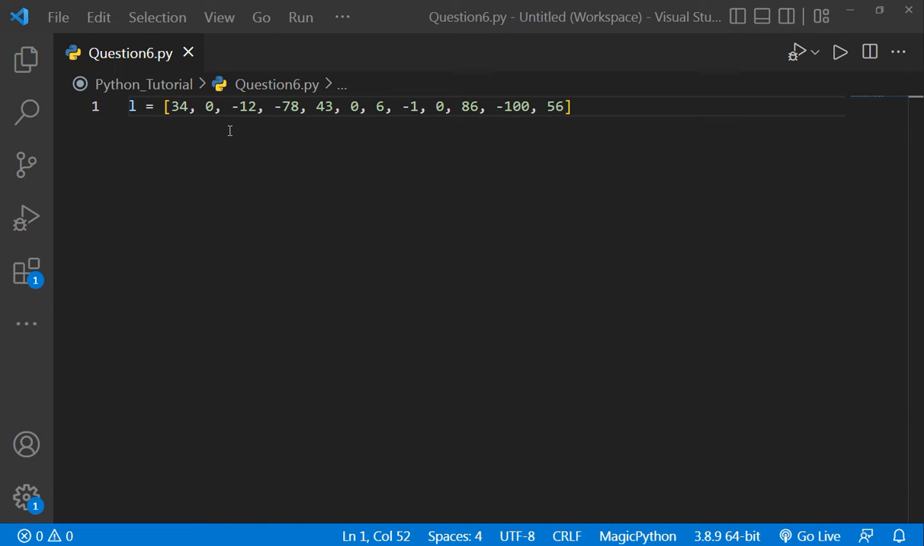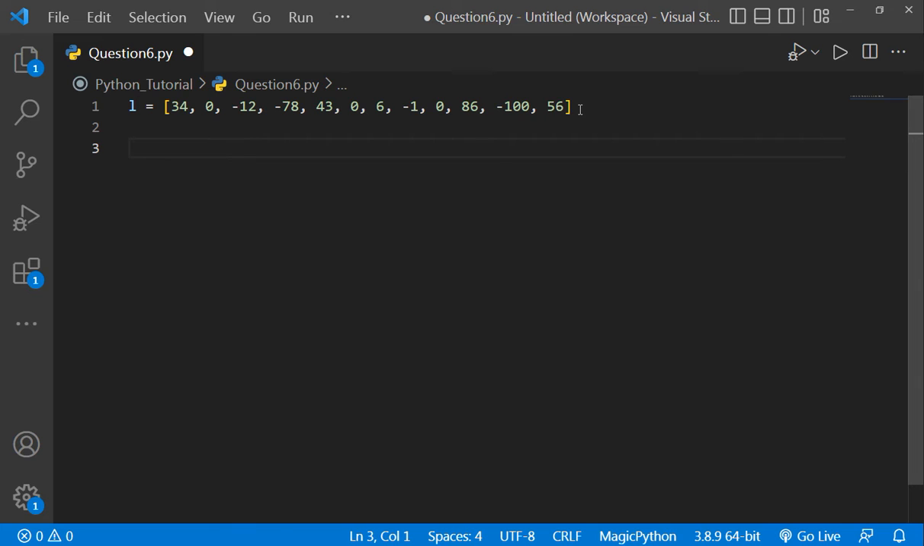So friends, as you can see that here are some negative values and some positive values, and there are some zeros also. So what you have to do is you have to sort this list. You have to sort negative values, positive values and zeros. Now the output will be in this format.